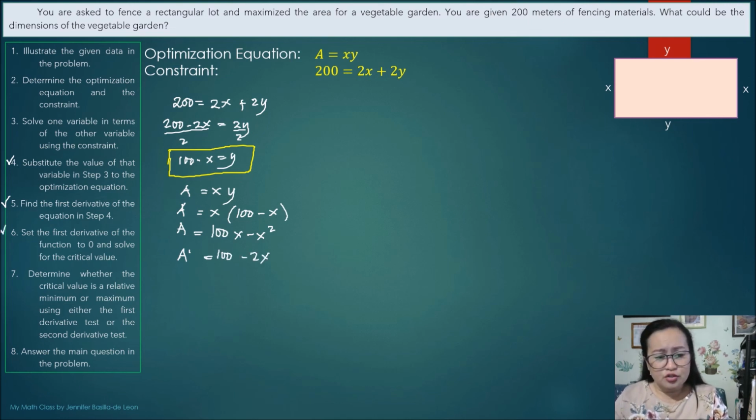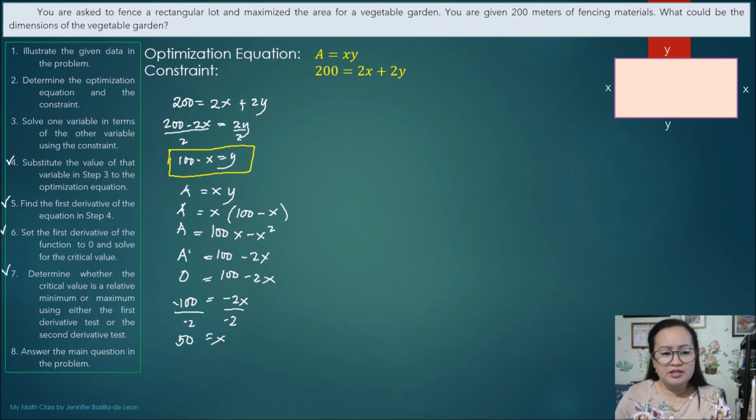Then doing the sixth step, we equate the first derivative of the function to 0 in order to solve for x. So we transpose 100 to the other side. We will get negative 100 equals negative 2x. Then we divide both sides by negative 2. So we will have x equals 50.